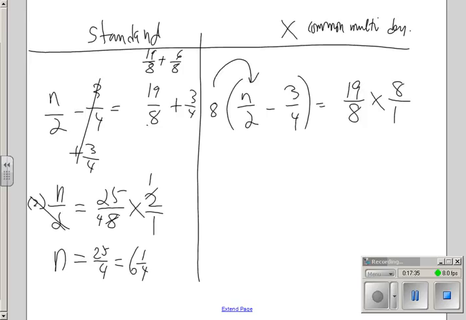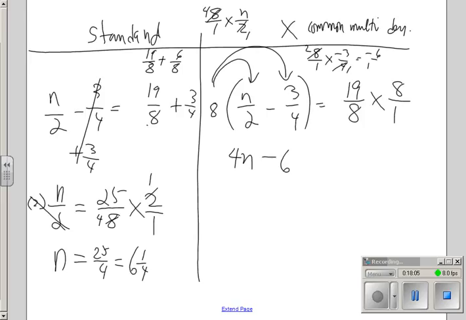1/2 n times 8. 8 over 1 times n over 2 is 8n over, I can cross reduce here actually. 4 over 1 is 4n over 1, or just 4n, if you think about that. Half an n doubled is a full n, so increased by 8-fold is going to be 4n. 8 times negative 3/4. I'll work that over here. 8 over 1 times negative 3 over 4. Cross reduce, 2 over 1. Negative 6 over 1, or just minus 6. Because 3/4 times 8, or negative 3/4 times 8, is negative 6, or take away 6.